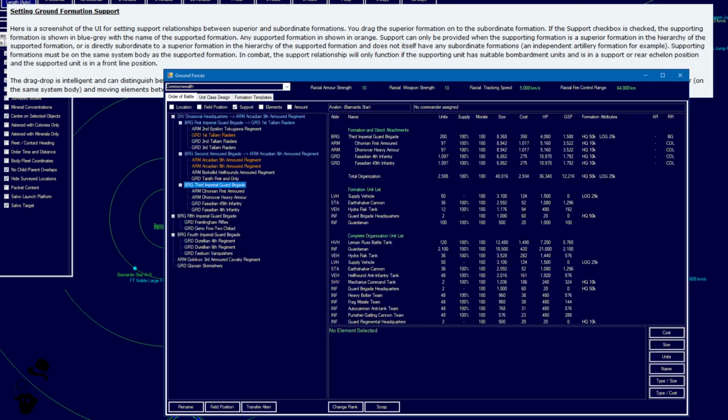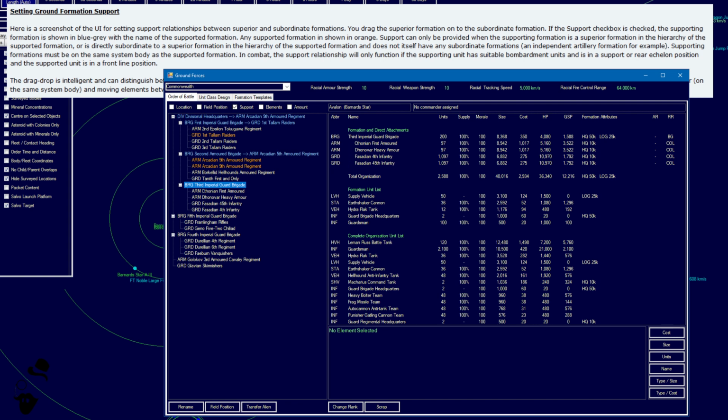While we're on screenshots, here is a screenshot of the UI for setting support relationships between superior and subordinate formations. You drag the superior formation onto the subordinate formation. If the support checkbox is checked, the supporting formation is shown in blue-gray with the name of the supported formation. Any supported formation is shown in orange.